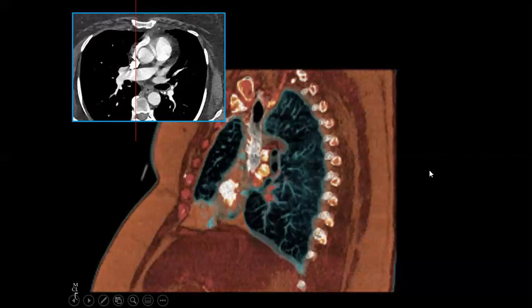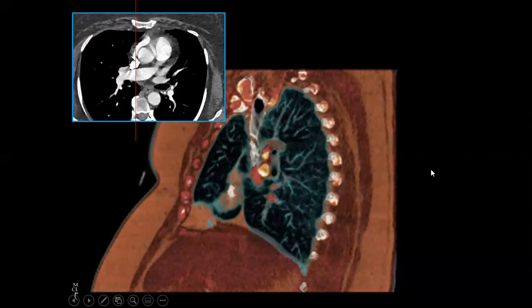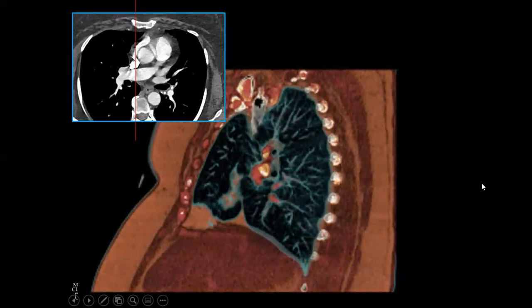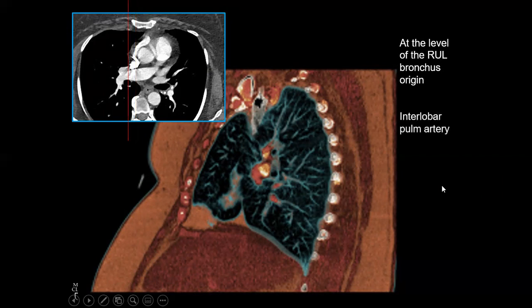there's the SVC. And we're going to get this little shape here. So this is the level of the right upper lobe bronchus origin, about there. We have the interlobar pulmonary artery, which is this circle, one of the branches of the right pulmonary artery. And right in front of it, we have the right upper pulmonary vein, which is this one. And we'll see more about that. But basically, the upper pulmonary veins run in front of their pulmonary arteries.